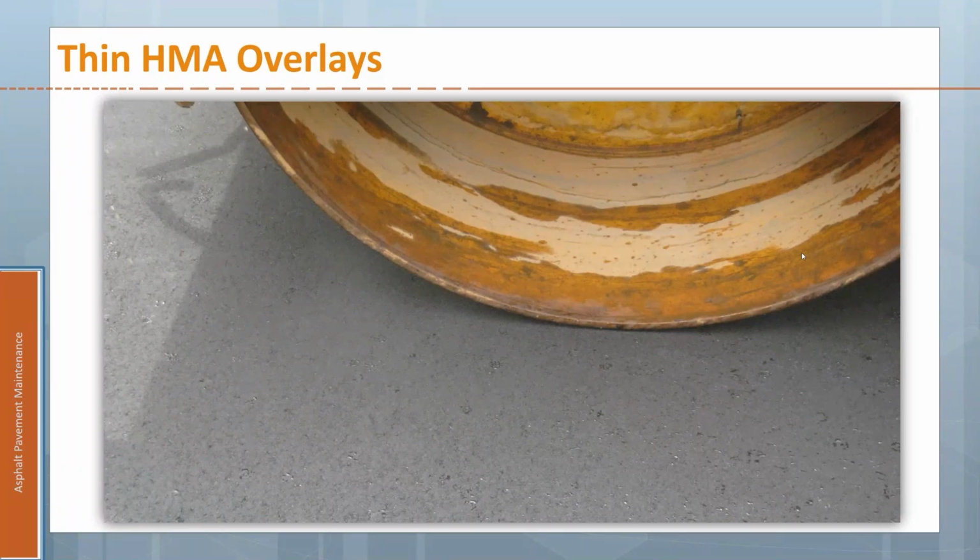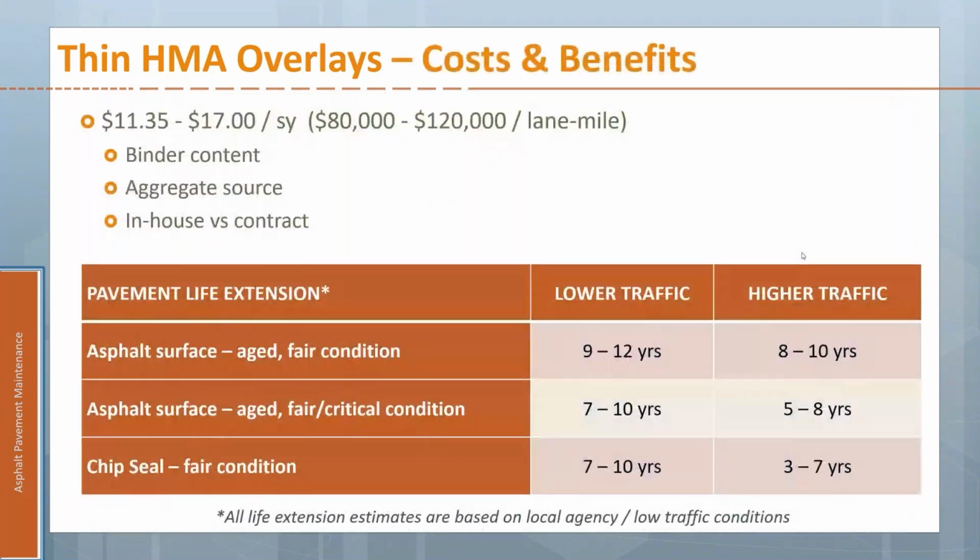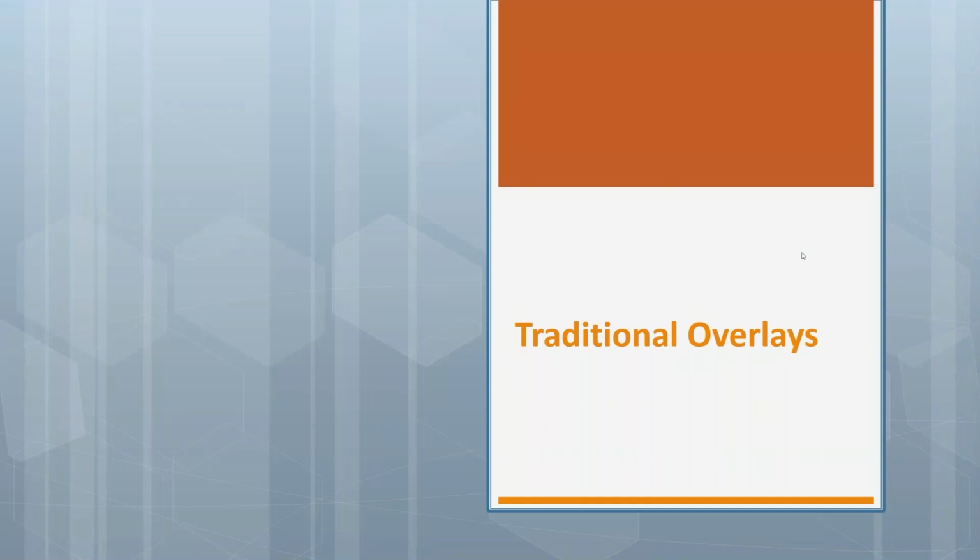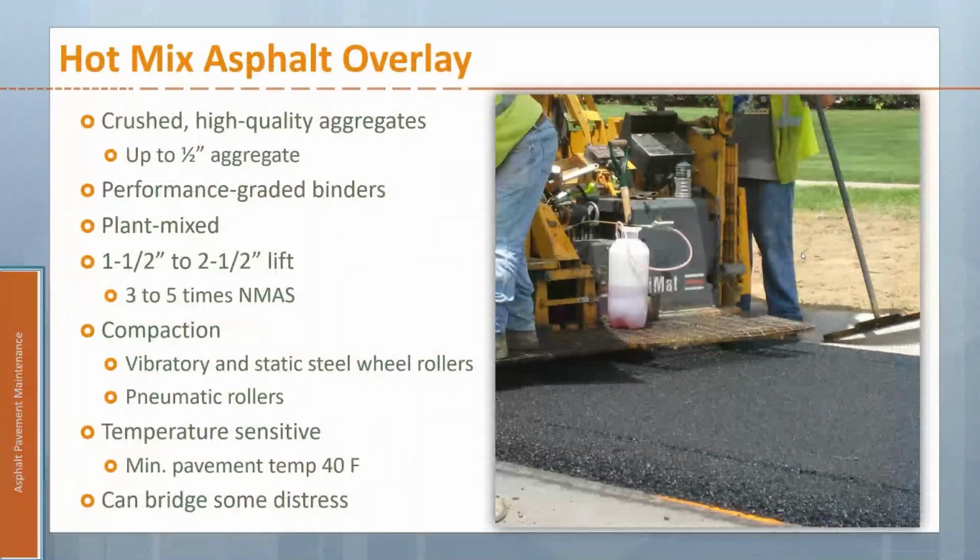So not a lot of roll down, and that was one of the things that really surprised us. So we ended up getting thicker final lift thicknesses than we had planned, expecting it to roll down quite a bit, and it didn't. So this is going to be somewhere in the $80,000 to $120,000 per lane mile, and you can get some significant additional life out of that.